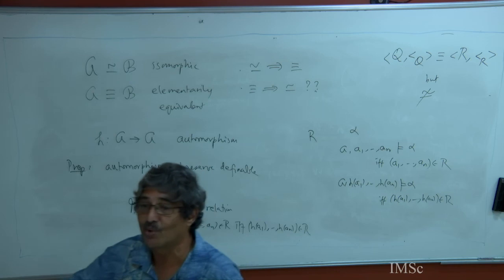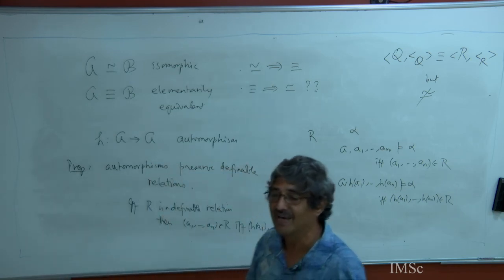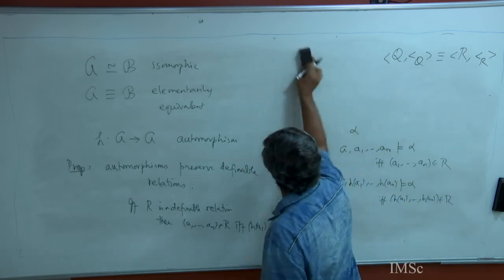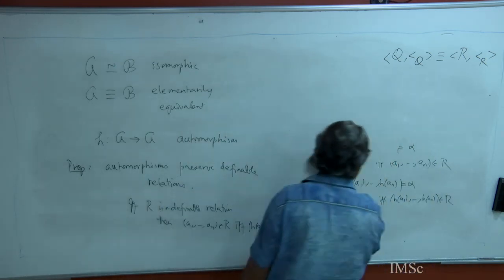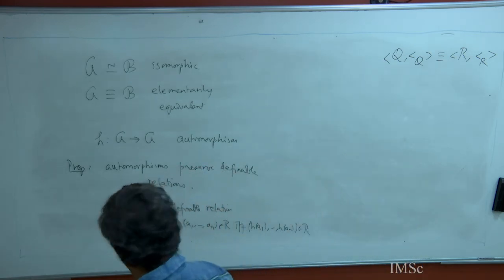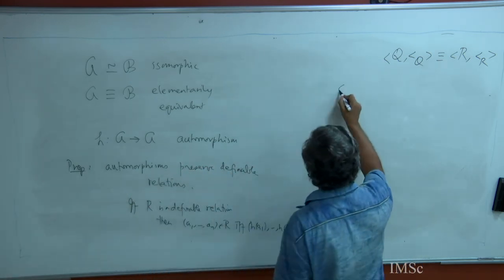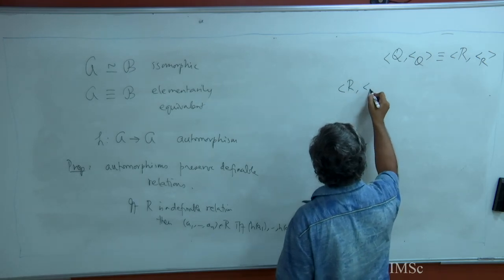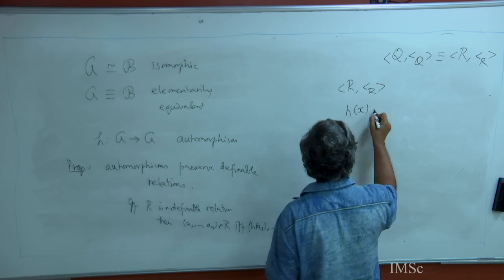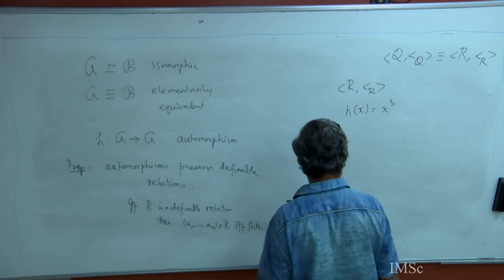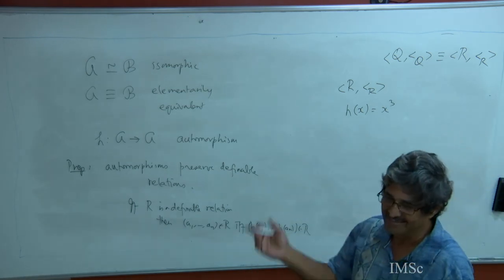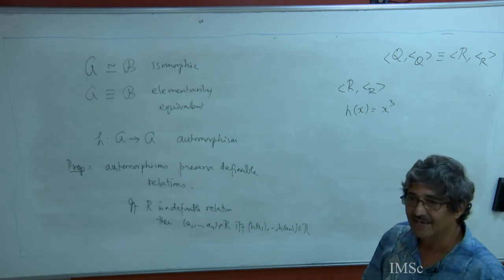This can be used to show that certain relations are not definable in your language. We'll get to that. This is a useful thing to do. For instance, if I take the set of reals, consider h of x equals x cube, or x squared, whatever. Now this is an automorphism.